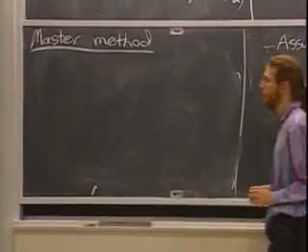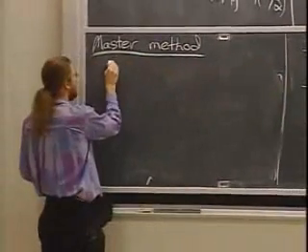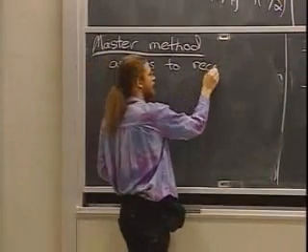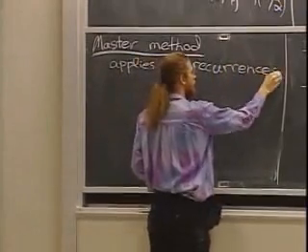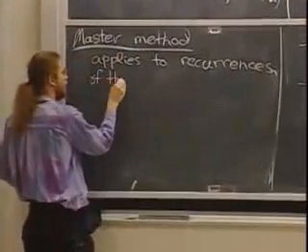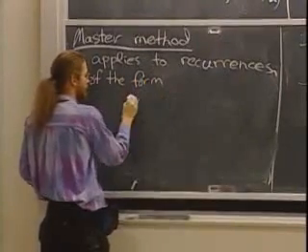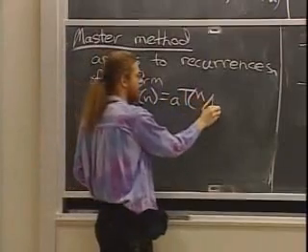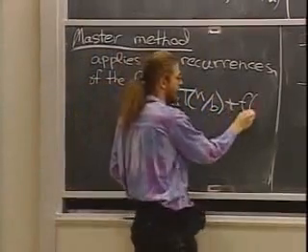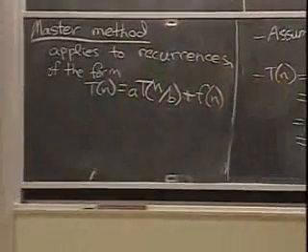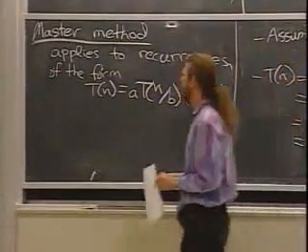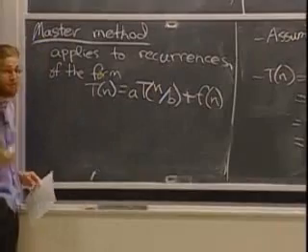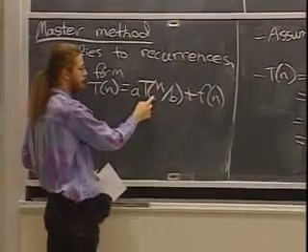The sad part about the master method is it's pretty restrictive. It only applies to a particular family of recurrences. It should be T of n equals a, some constant a times T of n over b plus some function of n. We're going to call it f. In particular, it will not cover the recurrence I just solved because I was recursing on 2 different problems of different sizes. Here, every problem you recurse on should be of the same size.